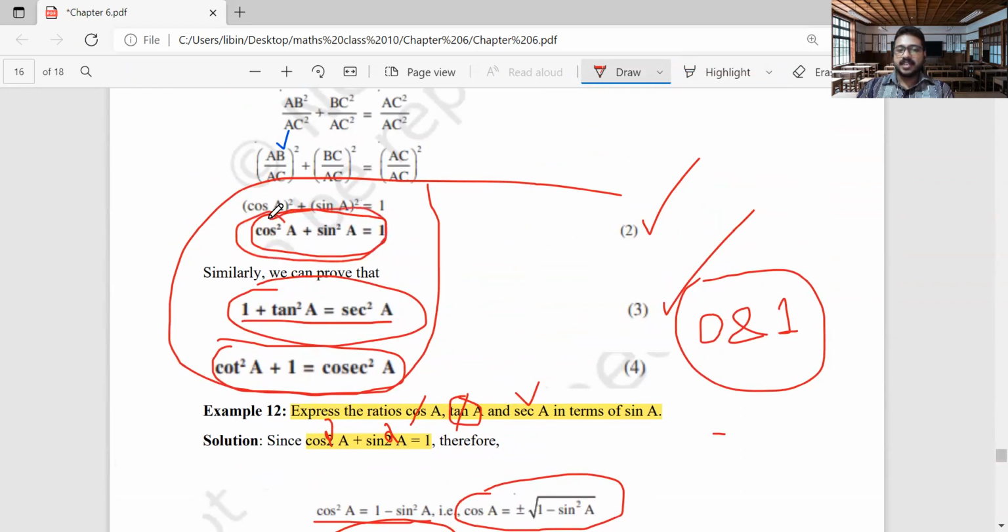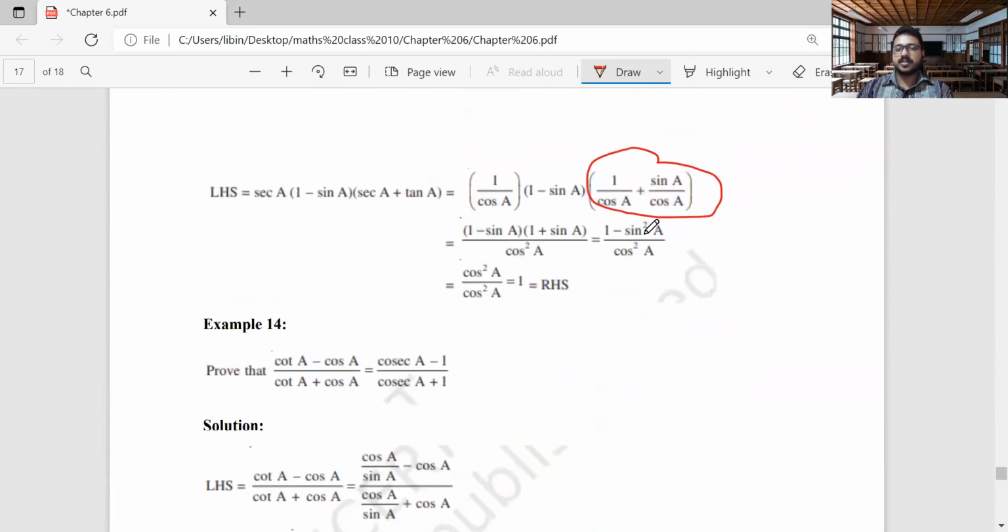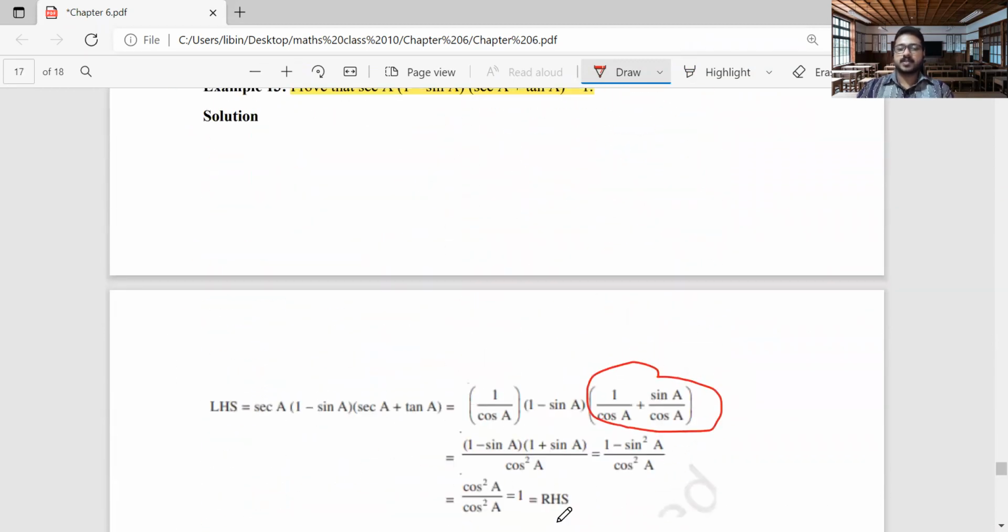Using our identity, we can say that 1 minus sin squared a is equal to cos squared a. So cos squared a divided by cos squared a is equal to 1. That is equal to RHS. How easy is it? We are just rearranging. Nothing more we had done. We have just used only the identity in the last step. Till there we have used only rearrange basics.